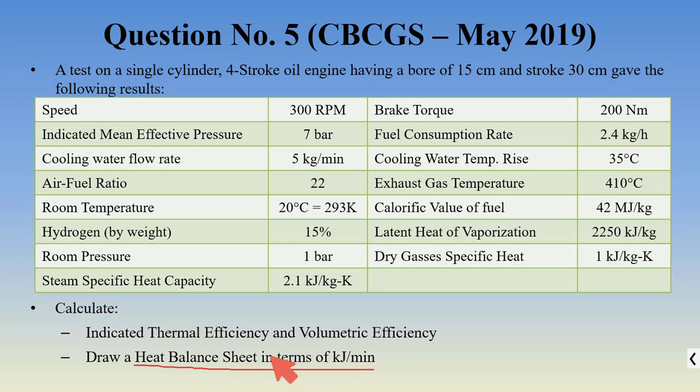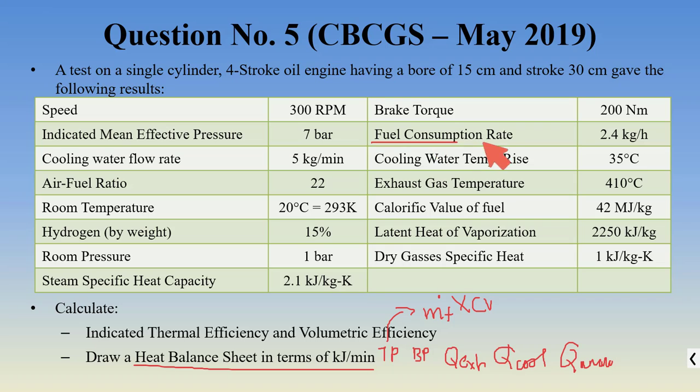Whenever we have to draw a heat balance sheet, what are the five things that are necessary? First is the thermal power. Second is the brake power. Third is the heat loss to exhaust gases. Fourth is the heat loss to coolant, and fifth is the unaccounted heat losses. So these are the five things that we have to find. Thermal power is easy to find. What is the formula for thermal power? Thermal power is mass flow rate of fuel into calorific value.